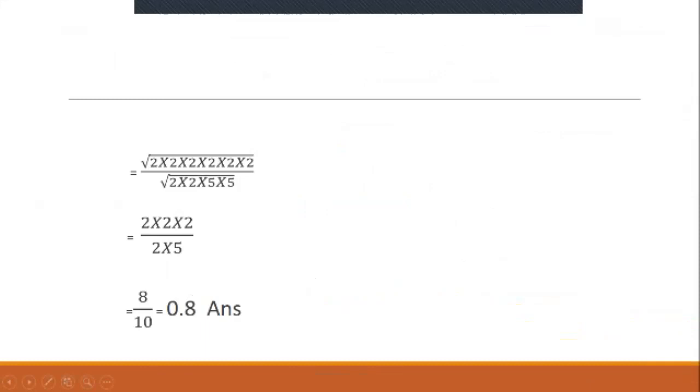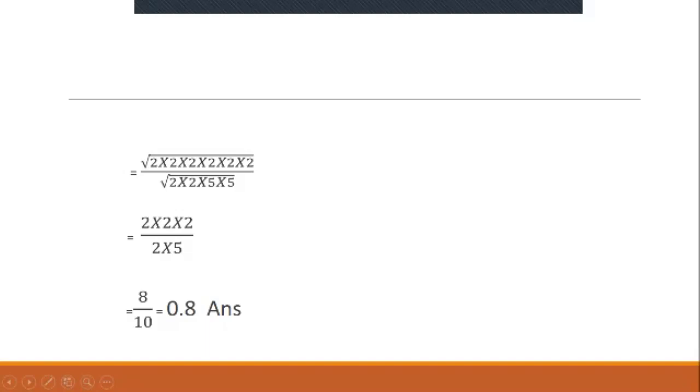As you see here, 2 multiply 2 square and under root cancel, remaining term is 2, which is written here. Next is 2 multiply 2 square and under root cancel, remaining term is written here too. Again 2 multiply 2, remaining term is 2. In the denominator, 2 multiply 2, remaining term is 2, and 5 multiply 5, remaining term is 5. 2 2s are 4, 4 2s are 8, divided by 5 2s are 10, so 8 by 10.